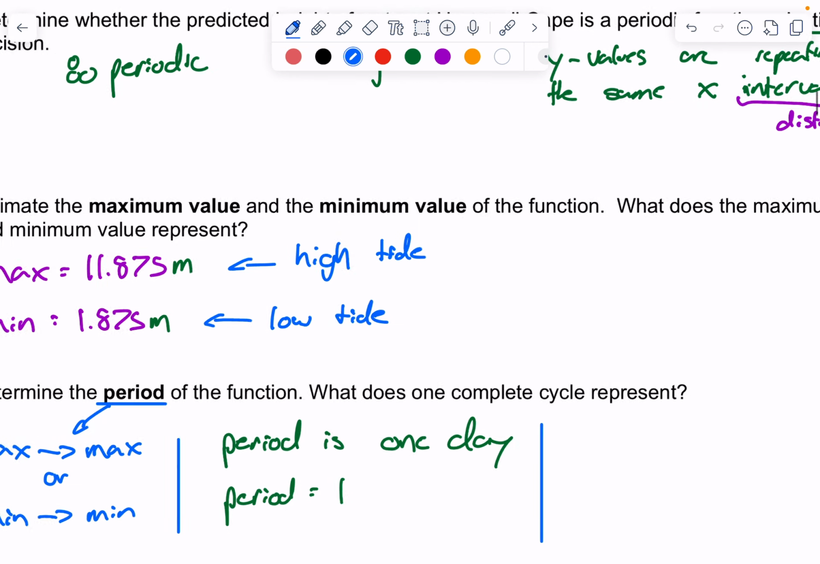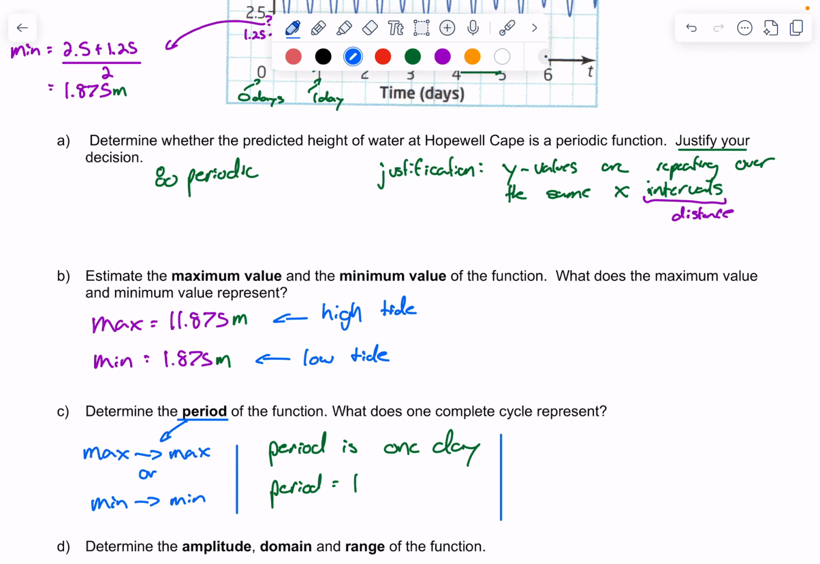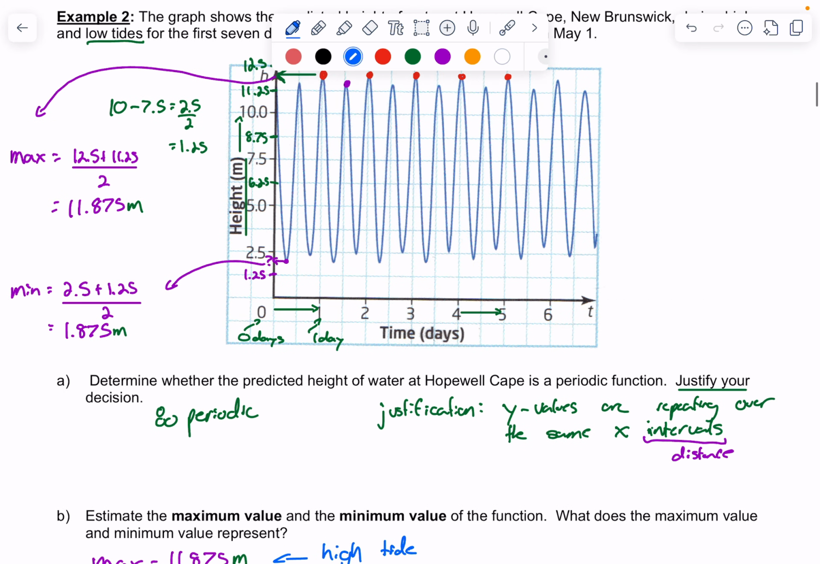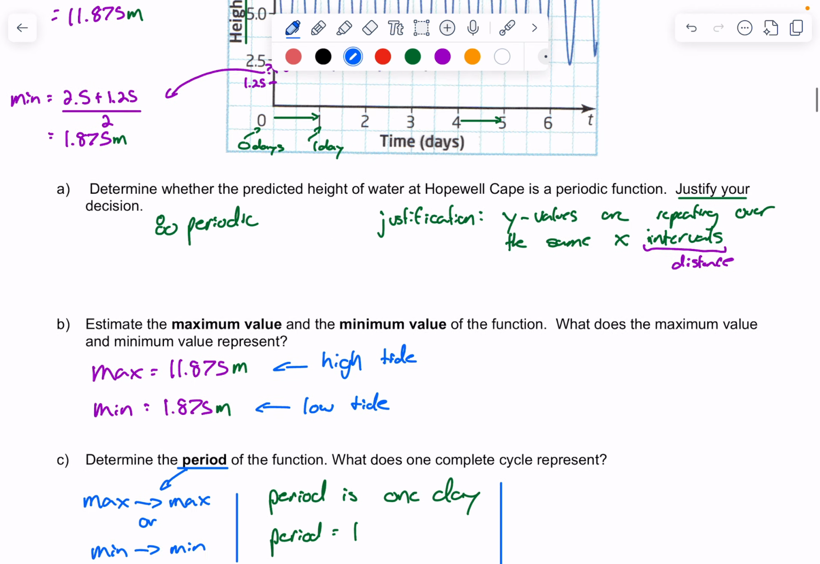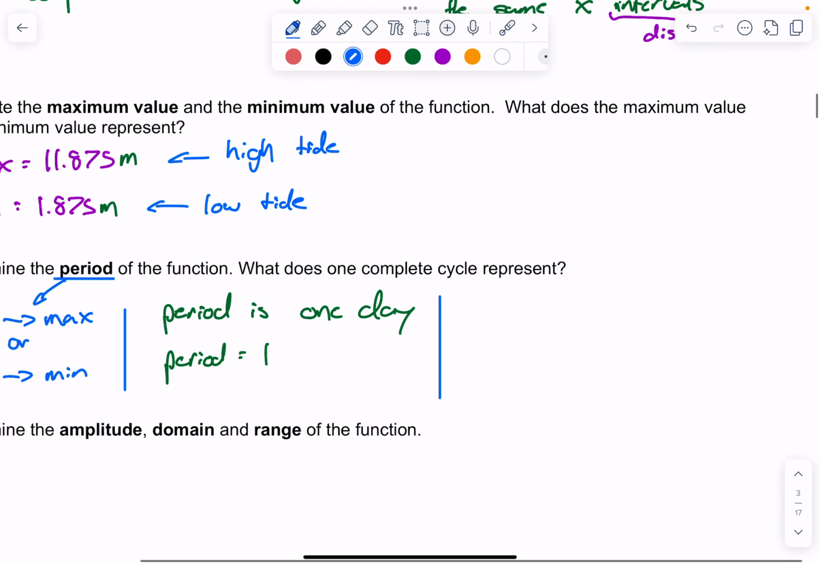So if we think about this graph, it is measuring high tide and low tide across 7 days. In the real world, what's going to happen is the moon is going to come out, and that's going to pull the water. The sun's going to come out, and then that water is going to go back. The moon's going to come out again, and the water's going to get pulled.